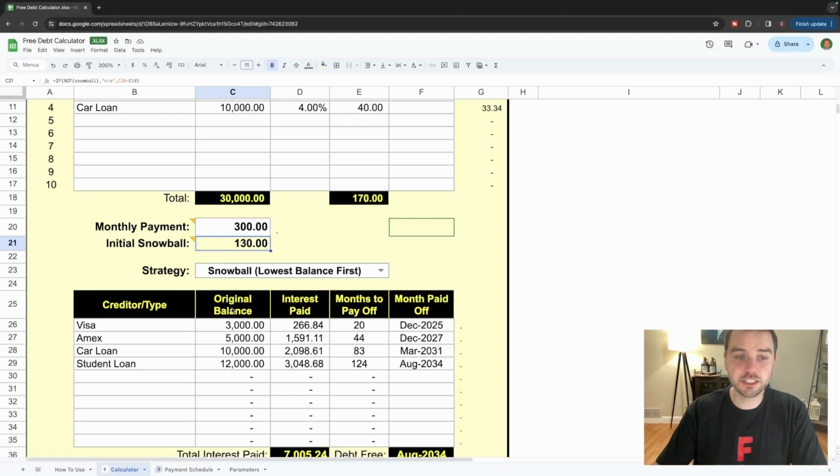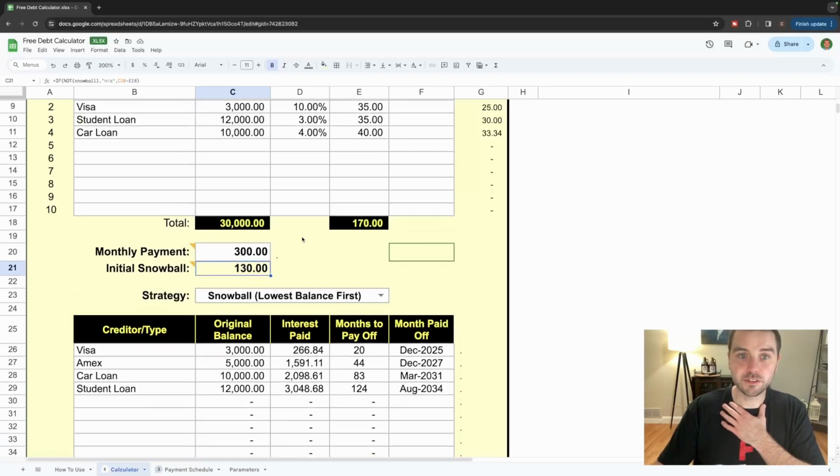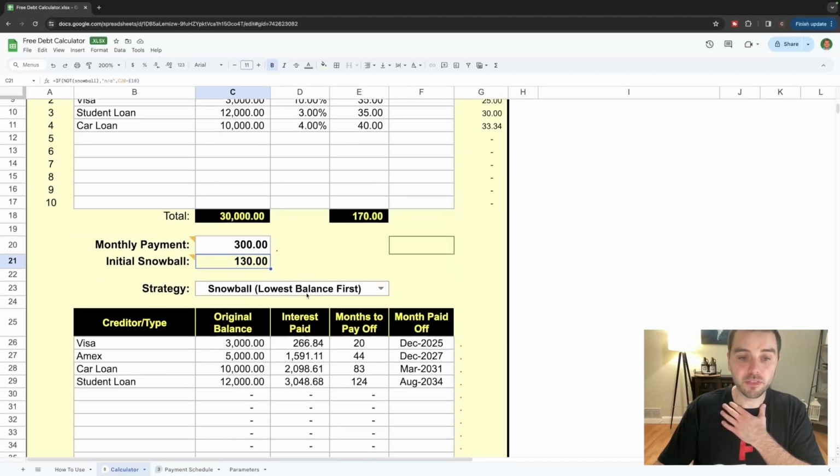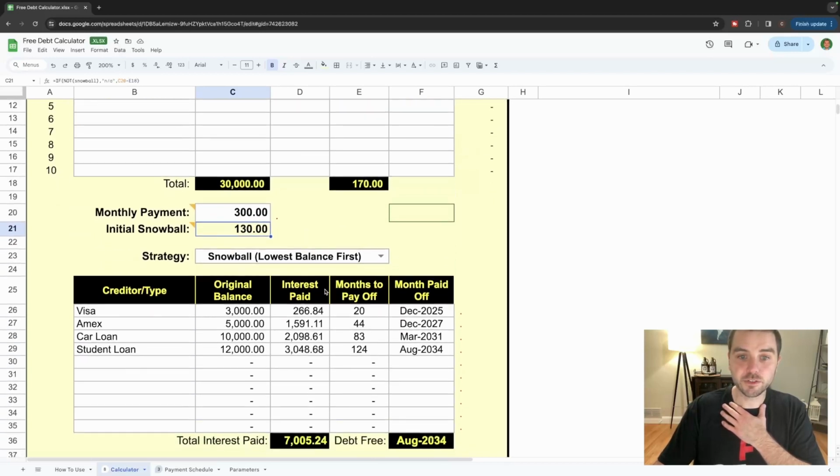So this strategy section, again, it's a drop-down menu. We're going to get to all the options in a second, but it shows the original balance. It is ranked here by lowest amount to highest amount. It shows you the total interest that you will be paying based on the criteria that you've entered up here. So again, your minimum payments, how much you're going to be paying monthly, etc. And it shows you how many months you're going to be paying off each of the loans.